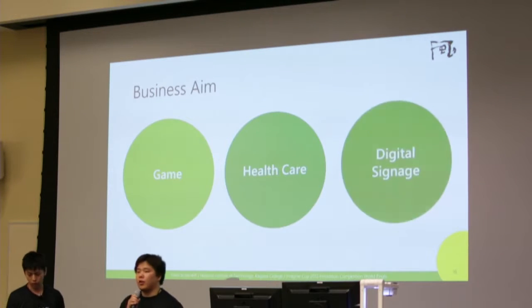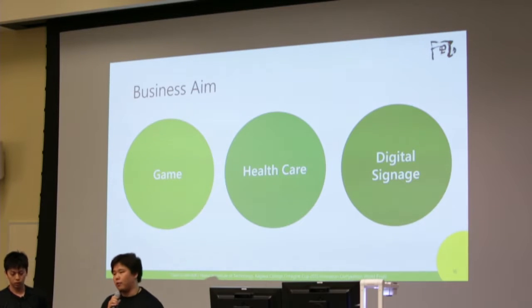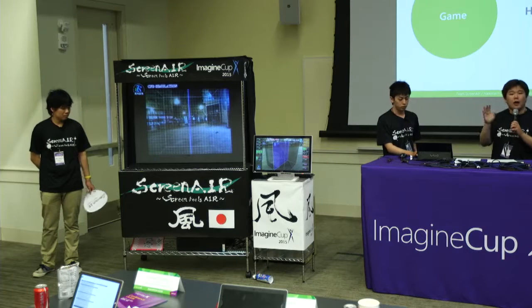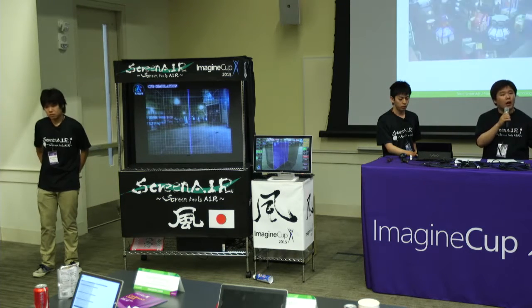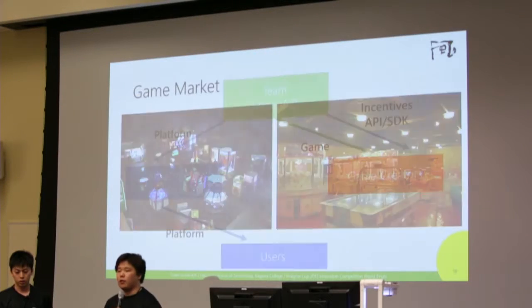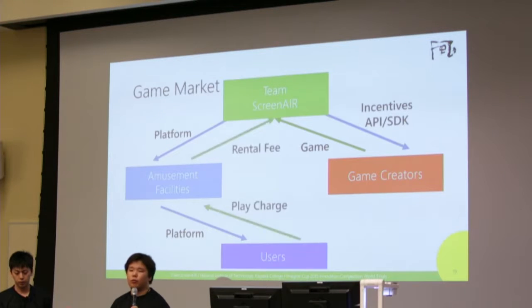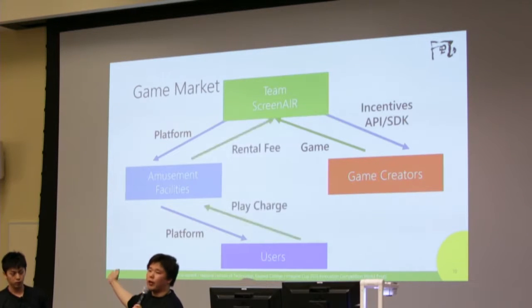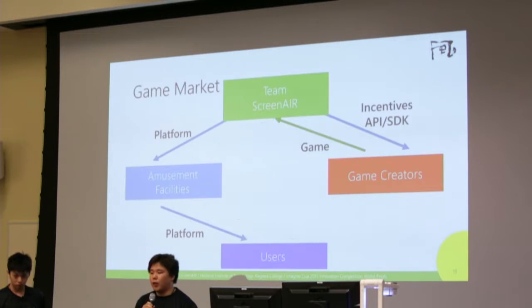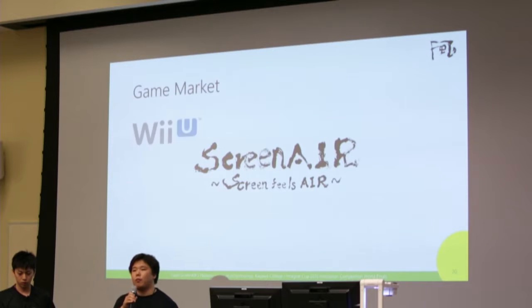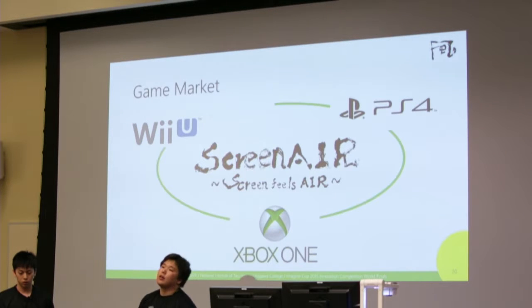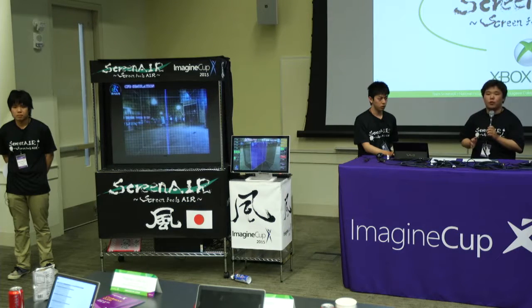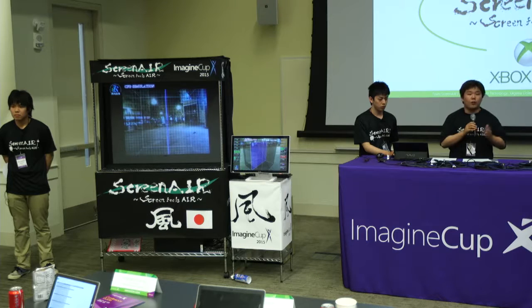Now, we would like to suggest future commercial applications of ScreenAir. The first application is an arcade game platform. There are many amusement arcades in Japan. Employing ScreenAir in such arcade games will provide a large amount of revenue in the form of rentals and playing fees. We plan to release the respective API and DLL for video game consoles like Nintendo, PlayStation, and Xbox. Game creators can develop games using ScreenAir and make substantial profits depending on the success of such games. Thus, users can play various games using our ScreenAir technology.